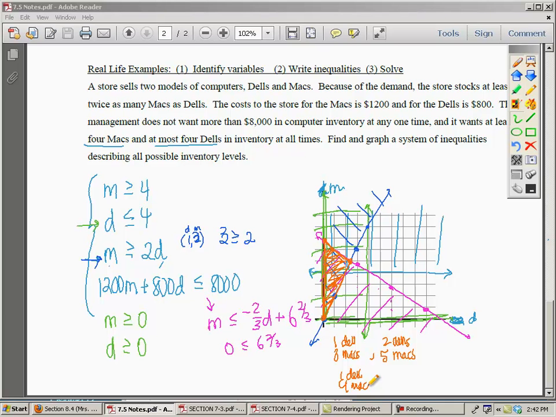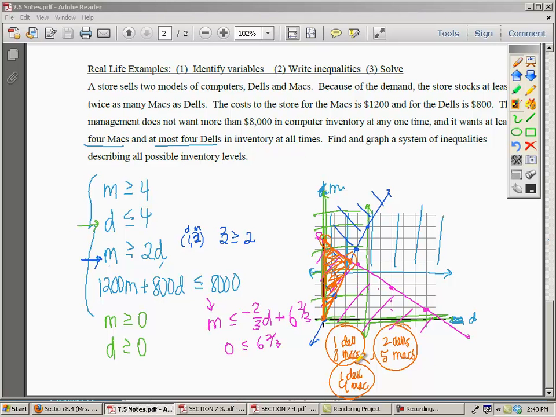Now, these vertices are also indicators, because if you look at this, this is a fraction, and you're never going to have a partial amount, but that would get me the $8,000. But we know you can't have a part of a computer. Same thing here, 6 2/3, you're not going to have 6 2/3 of an actual computer. So just keep in mind, this is a story problem. You do need real, actual answers that work. These are a couple of possibilities.